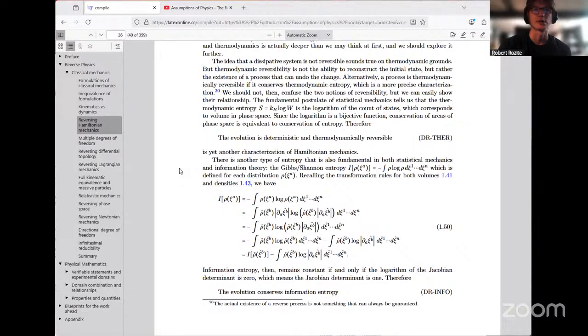The fundamental postulate of statistical mechanics tells us that the thermodynamic entropy, S equals k_B log W, is the logarithm of the count of states, which corresponds to volume in phase space. Since the logarithm is a bijective function, conservation of areas of phase space is equivalent to conservation of entropy. Therefore, that the evolution is deterministic and thermodynamically reversible is yet another characterization of Hamiltonian mechanics.